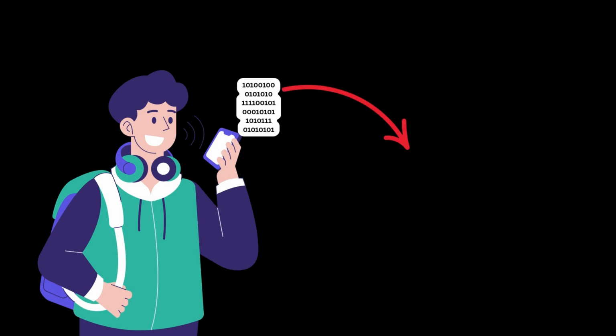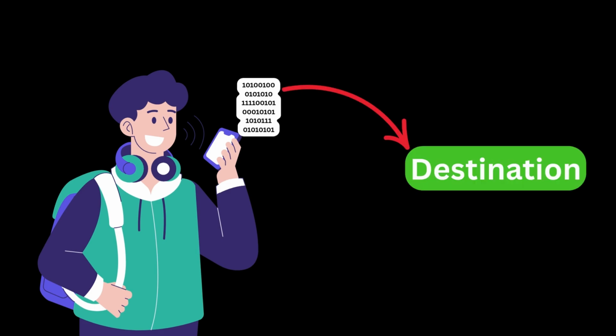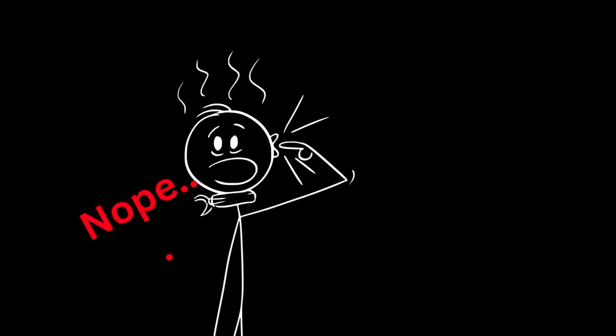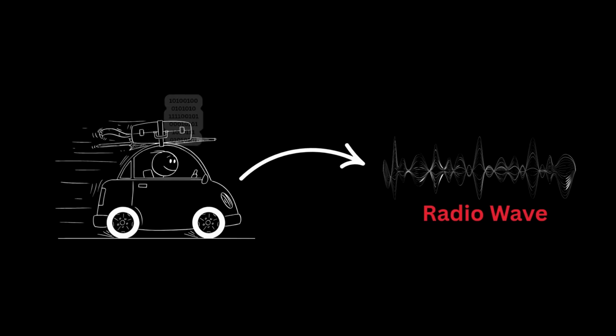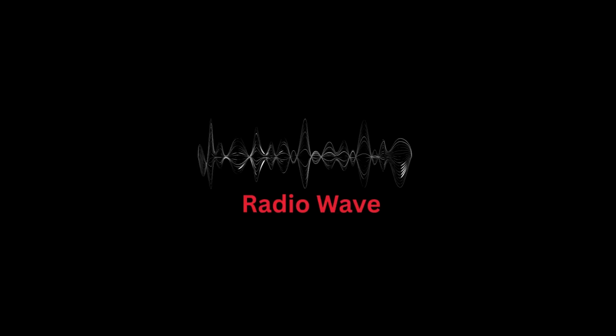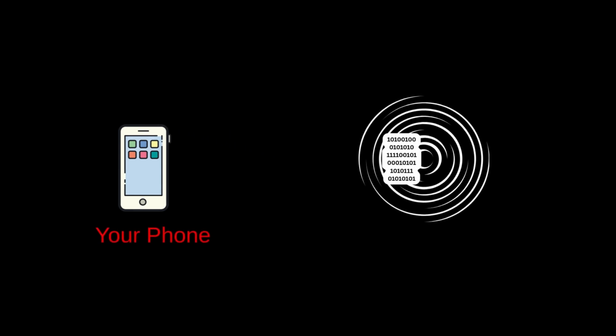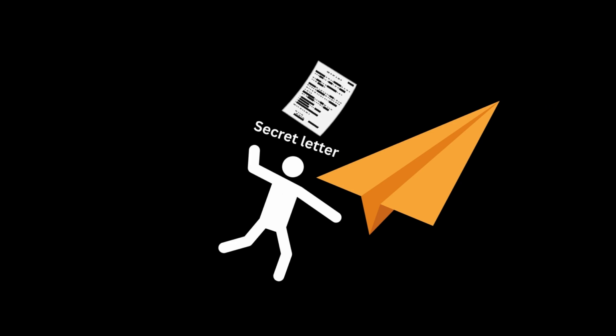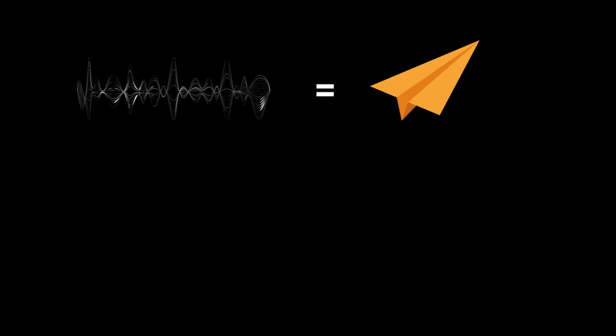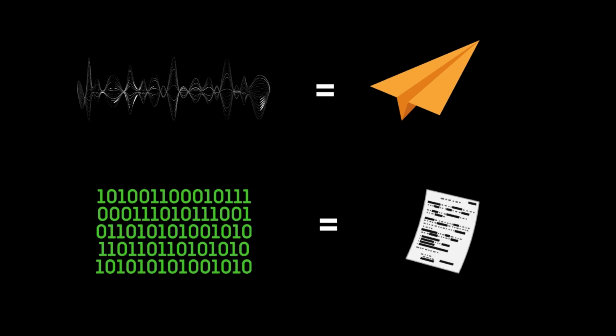Now, your phone needs to send those numbers somewhere, but it can't just throw numbers into the air. It needs a ride. That is, something needs to carry them, right? That ride is called a radio wave. A radio wave is like an invisible ripple in the air. Your phone takes the numbers and hides them inside the wave. Imagine putting secret letters inside a flying paper airplane. The wave is the airplane. The numbers are the secret letters inside.